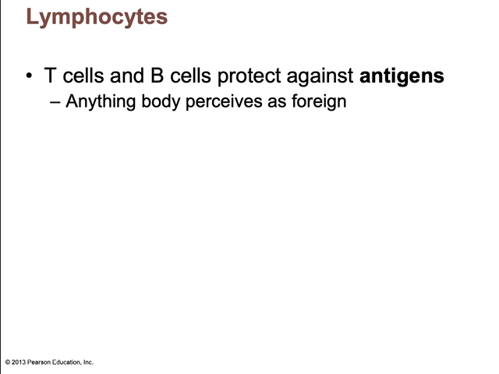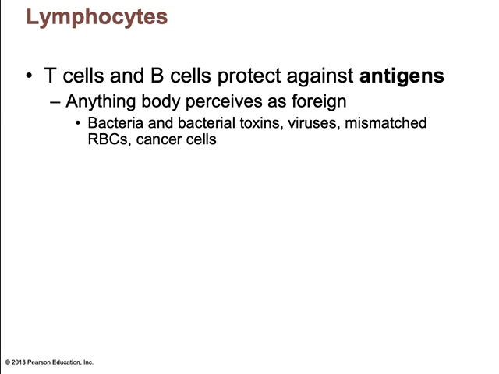T cells and B cells are designed to respond to foreign antigens. These include bacterial toxins and bacterial cell wall molecules, which could be proteins, could be polysaccharides, could be lipids, okay?